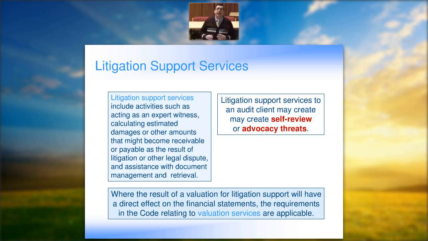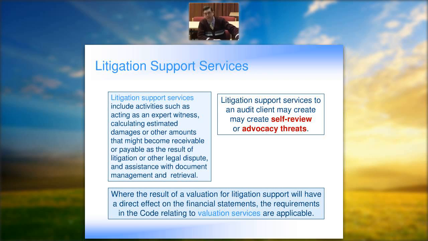In various questions. The advocacy threat is this idea that you, as an auditor, would be seen to be advocating for your client, or would be seen to be making your client's case, and you're not supposed to do that. You're supposed to be objective in relation to your client.